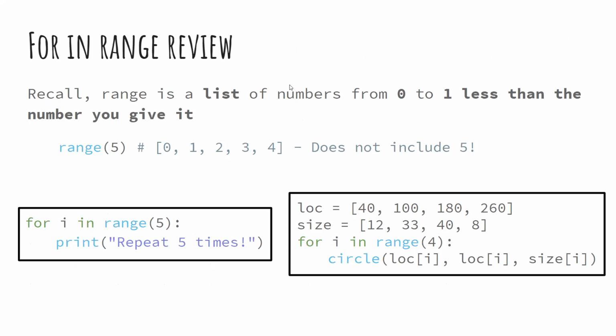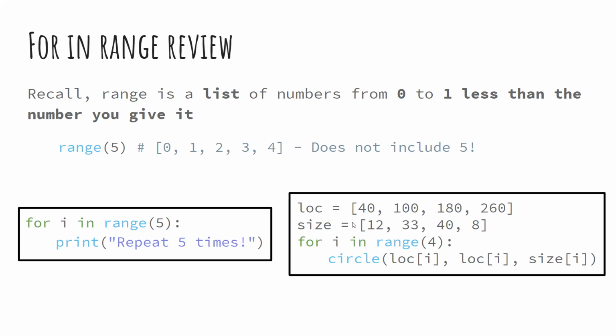Moving on, let's go for a quick review of the for in range part that we used in the previous session with the for loop. Range is basically a list of numbers from 0 to 1 less than the number that you give in. So if you type range of 5, that means it's going to be from 0 to 4, because indexing always starts from 0 and it does not include 5.